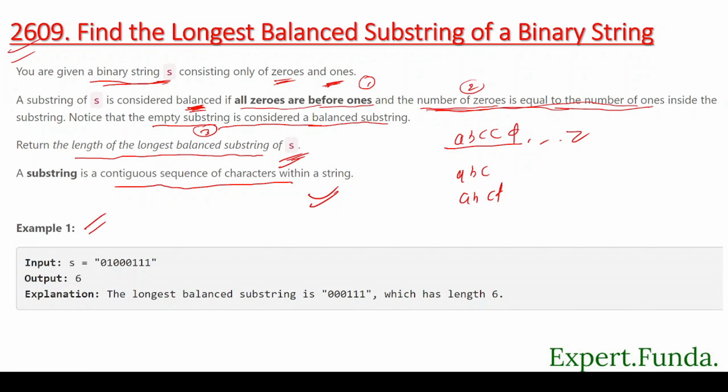Now consider example 1, in which we are given a string S: 0, 1, 000, 111. The longest substring, it is saying, we have 000 and 111. See what we have given: 0, 1, and then three times 0, and then 1, 1, 1. If you take the substring of these two, we are not going to consider it because all zeros should be before ones. If you see, there is only one 0 there, so this can't be the longest.